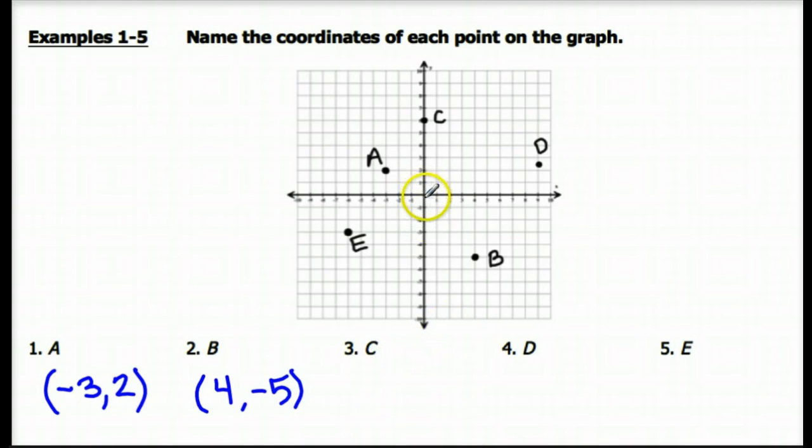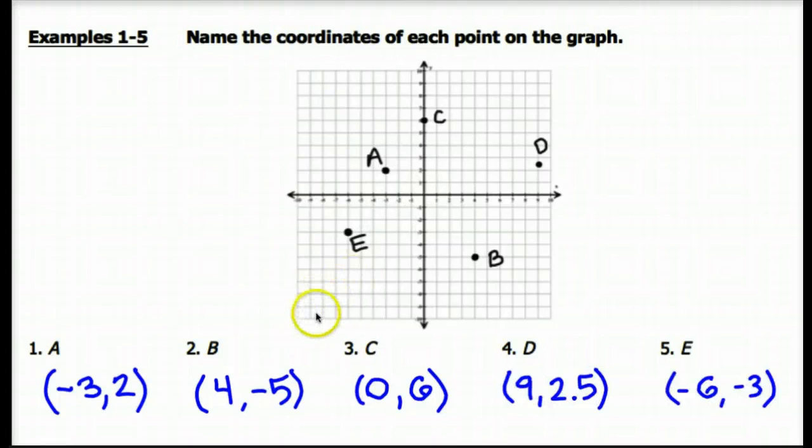Okay, for C, C is directly above the origin, so we're not moving left or right. It's on the y-axis, so that means its x-coordinate is 0 because we haven't moved right or left. So the x-coordinate is 0. The y-coordinate, it is 1, 2, 3, 4, 5, 6 spaces above the origin, so the y-coordinate would be 6. So (0, 6). I'm going to go ahead and pause the video and let you try D and E on your own. Once you have those, click play to check your answer.